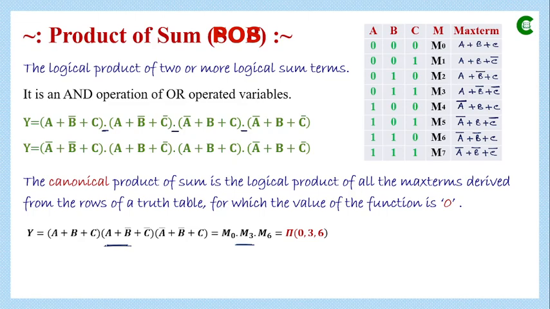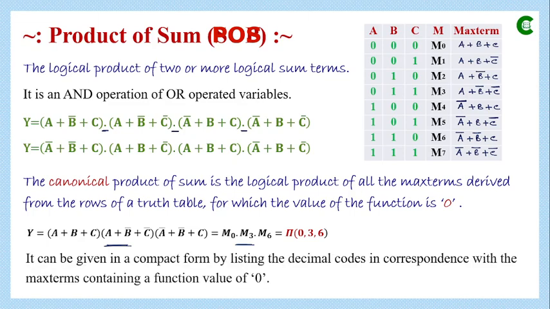Then we have the AND operation, and then a plus b bar plus c bar. So a plus b bar plus c bar is what? It is equivalent to M3. So that's what has been written. And then again we have AND operation, and the same logic is applicable for the third max term also.